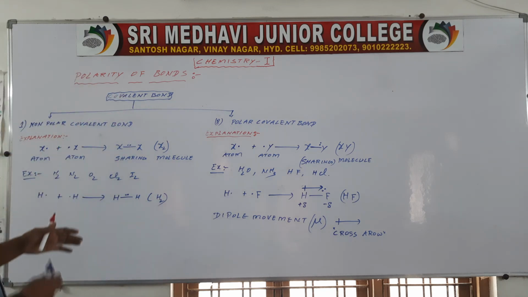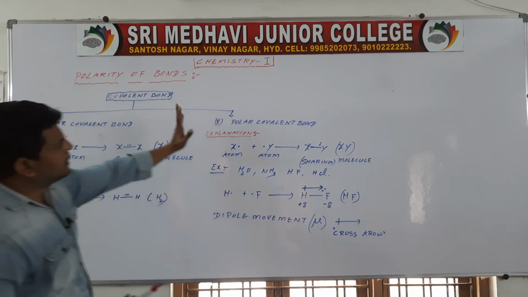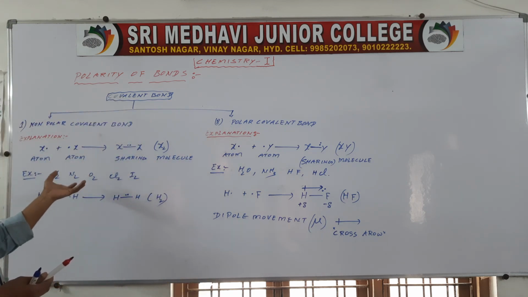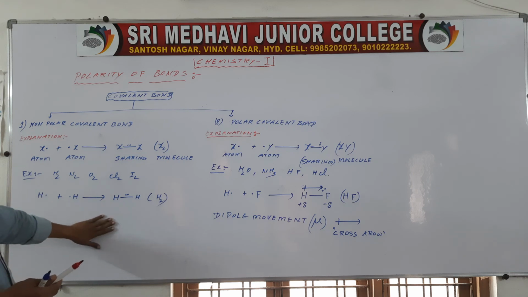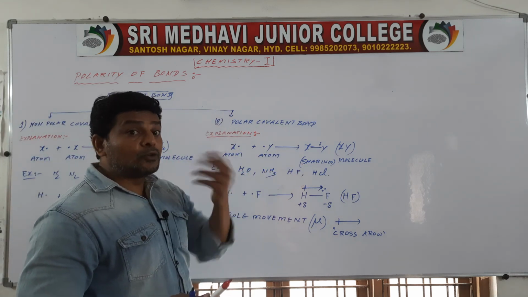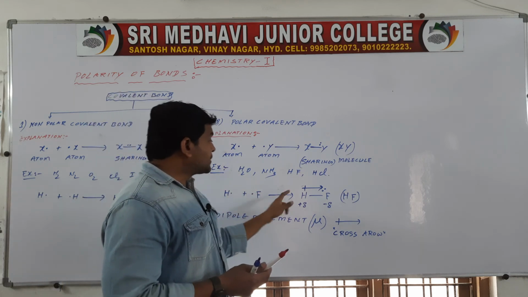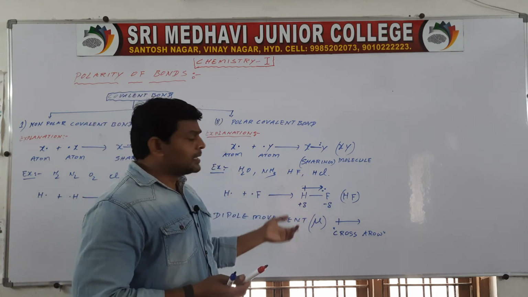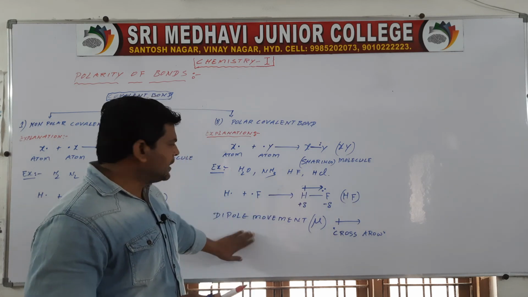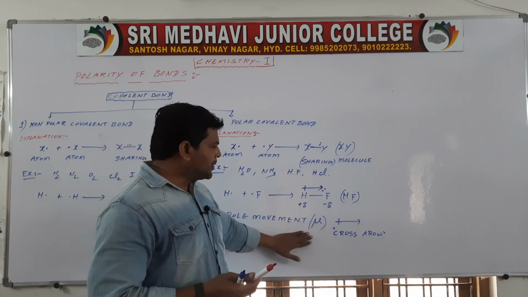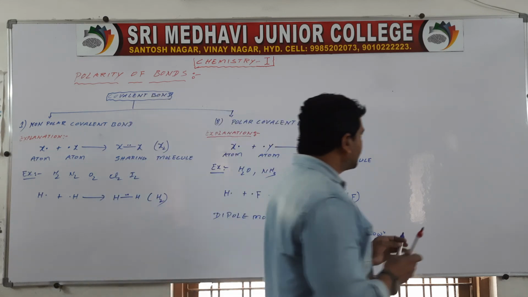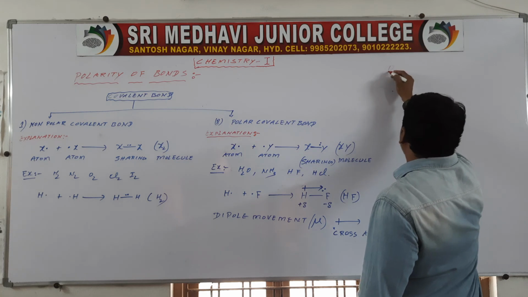So covalent bond is of two types: non-polar covalent bond and polar covalent bond. Non-polar means the electron pair is shared between two same atoms. Polar covalent bond means the electron pair is shared between two different atoms. So a displacement of the electron pair takes place nearer to one atom's nucleus, and that is called a dipole moment. Dipole moment is denoted by mu, and it is indicated by a cross arrow. Now we are going to discuss dipole moment.